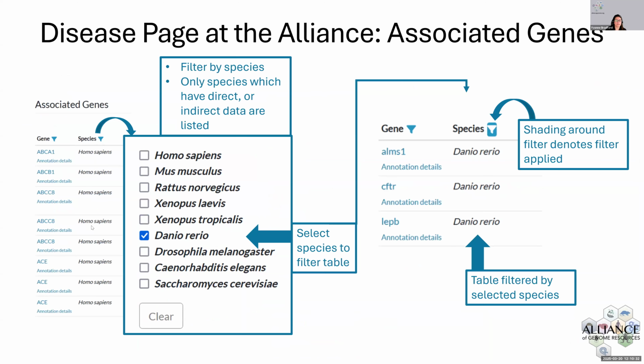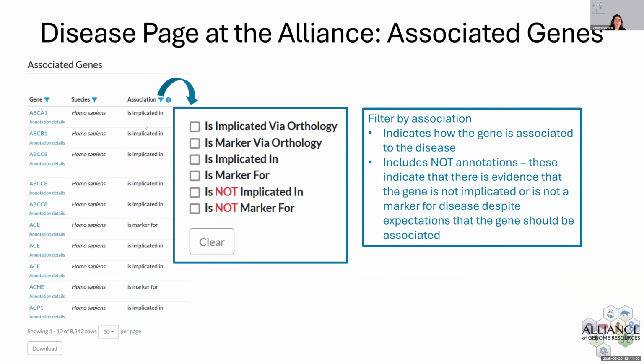Okay, so the next column is the species column. It lists the species which have direct or indirect data for that particular disease. You can click the species to filter the table. Here we've clicked Danio. You can tell that we've clicked the filter by the shading around the filter, and then the results in the table are filtered by the selected species. So here, Danio.